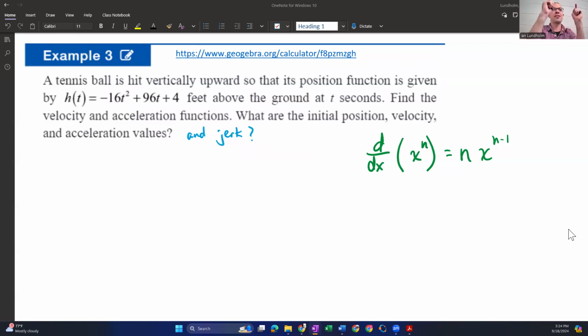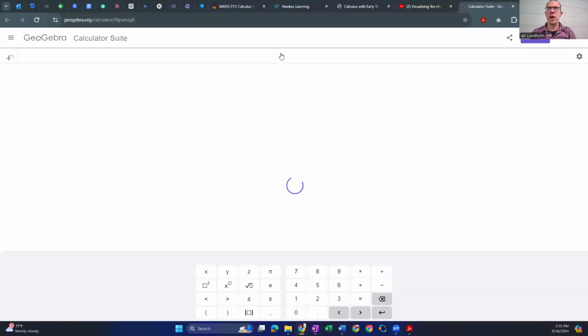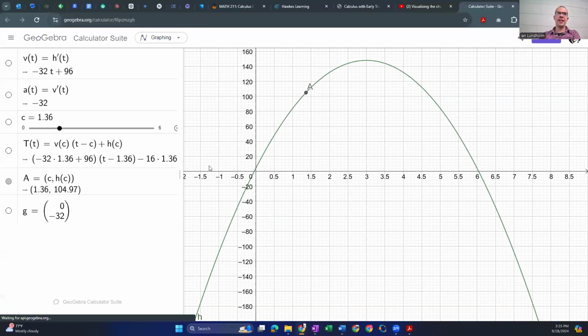So we're going to utilize this with this function. And the main thing that I want to focus on is just the fact that position, velocity, acceleration, and jerk are all rates of change of each other. They're all related, which is a cool thing. So I'm going to open up GeoGebra real quick and just get an idea for this.